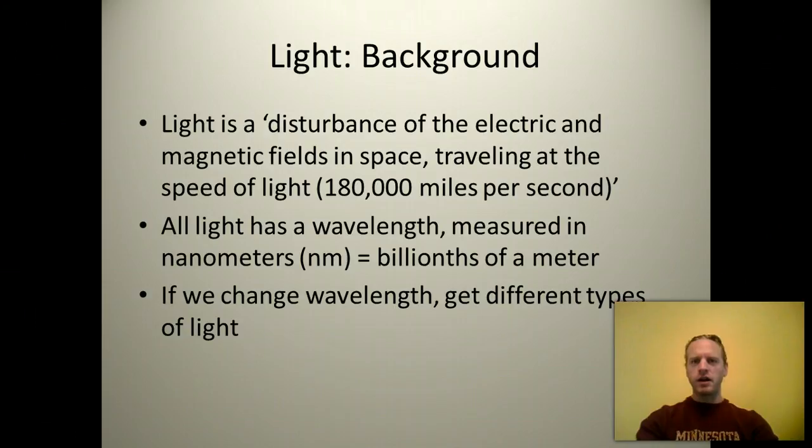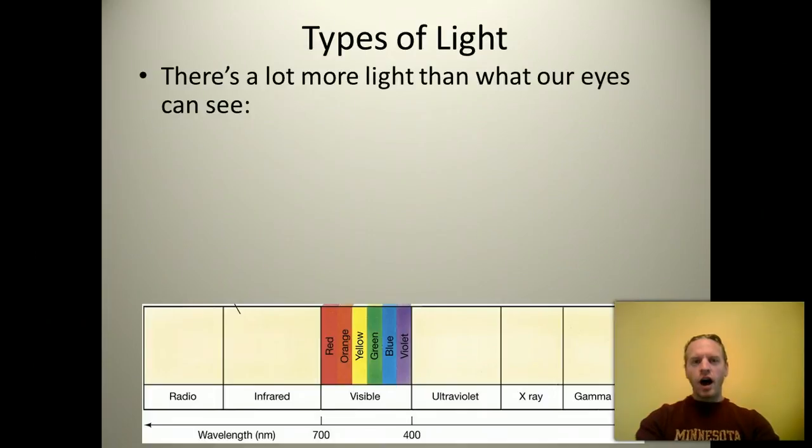Now, the wavelengths we're talking about as far as light are very, very tiny, on the scale of billionths of meters. There's no way we could ever directly measure these wavelengths. But fortunately, our eyes actually have a really nice way of measuring it, which is by color. So, first of all, we can see a very small portion of the entire spectrum of light.